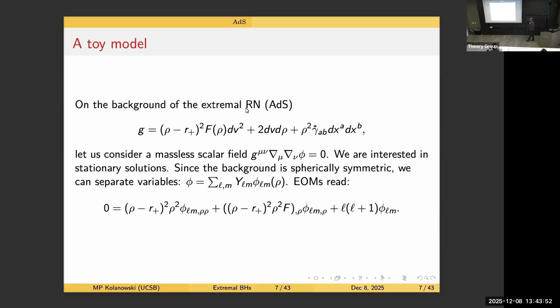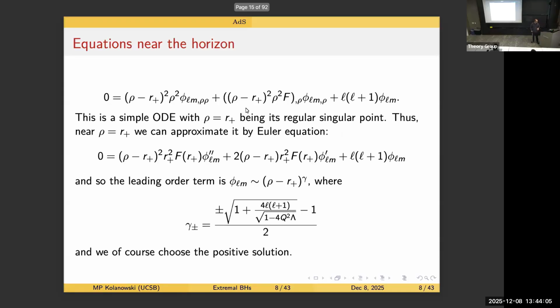So this background is spherically symmetric, so we can separate variables into spherical harmonics, and we are left with just one radial ODE that looks like this. And what is important about this ODE is that it has a regular singular point at the horizon. And so we know that the solution close to the horizon is going to be given by some power law. We can just put in an ansatz that's supposed to be a power law, and here is the power that we're getting.